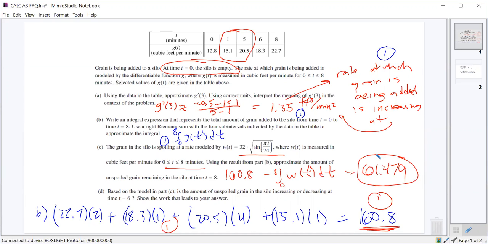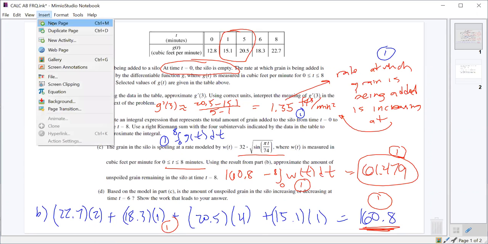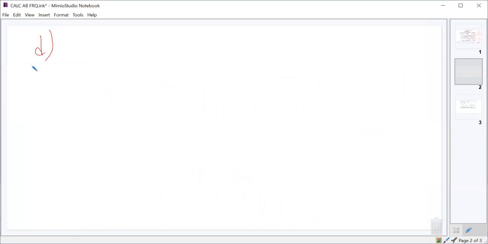And that came out to be 61.479. And this is where we realize that this is the worst grain silo in history, that we put 160.8 cubic feet in it, and 8 minutes later, almost 100 cubic feet of it had spoiled already. Yeah, usually the answers are fairly realistic. This one is just absolutely absurd. I mean, it doesn't make any sense whatsoever. But that's the answer. 1 point for using the integral, 1 point for the answer. Everybody good with that? Okay.